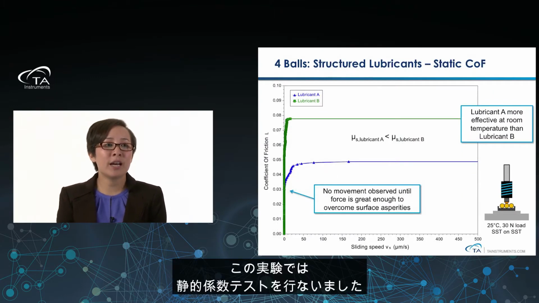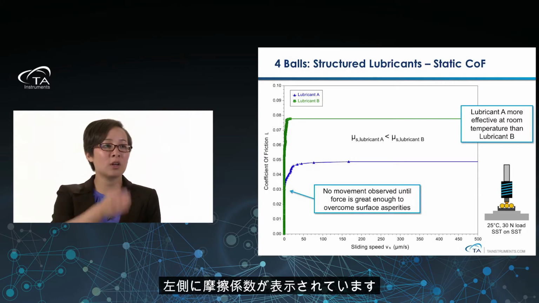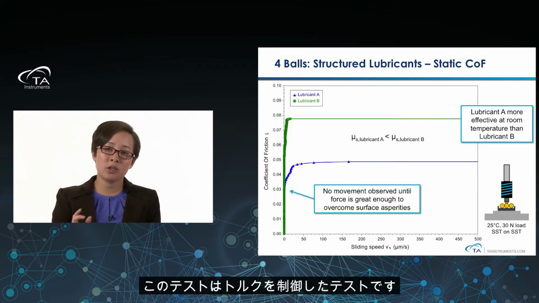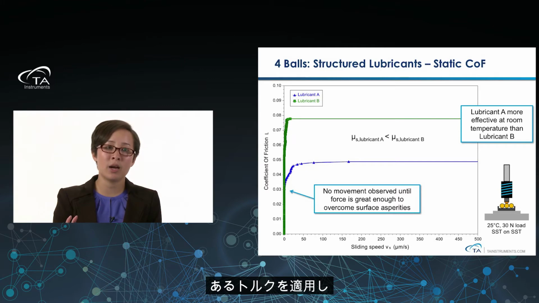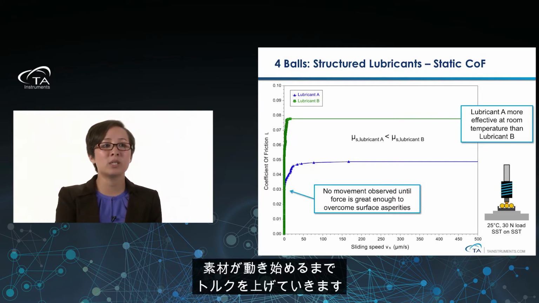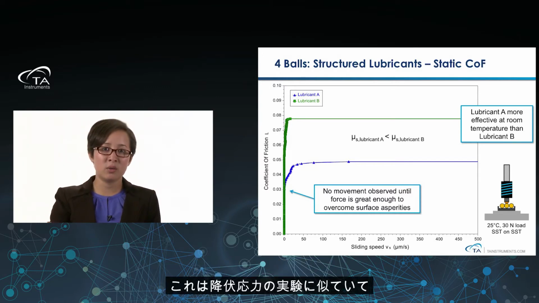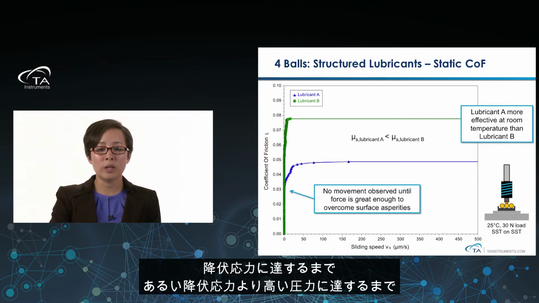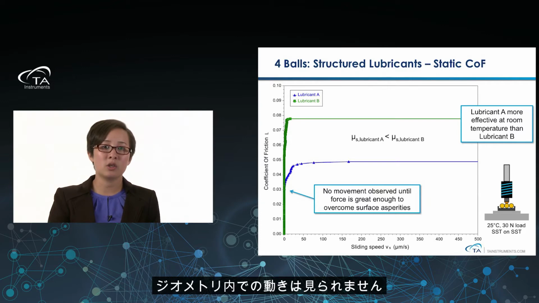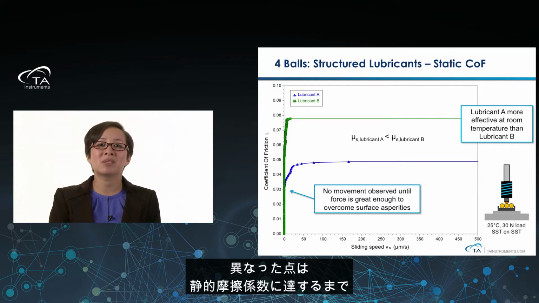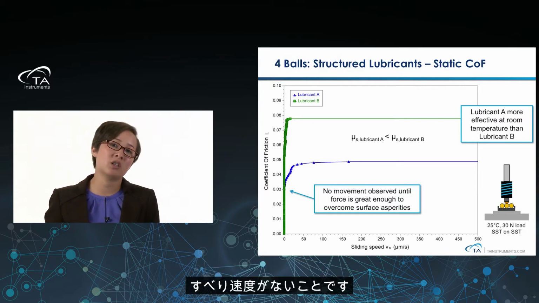So in this case, we did the static coefficient testing, and you can see we have the coefficient of friction on the left-hand side, and then the sliding speed along the x-axis. This test specifically was a torque-controlled test, so we apply a certain amount of torque and start ramping the torque until we start seeing that the materials start moving past one another. So again, it's very akin to a yield stress type of experiment where we don't see any movement in our geometries until the yield stress is reached, or until stress higher than the yield stress is reached. Same idea, except we don't see any type of sliding speed until the static coefficient of friction is reached.